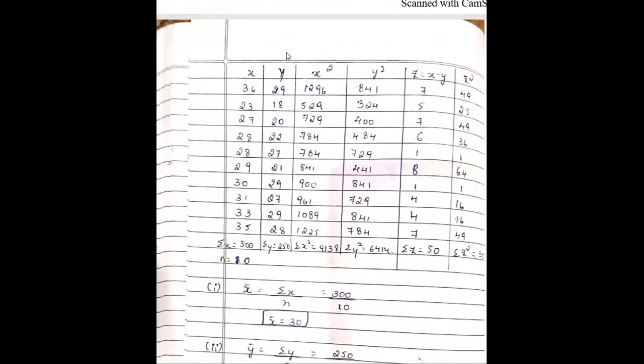Find out x square, it's the square of x. So just square the first column and get the answer. You can use the calci. 36 square is 1296, 23 square is 529. Likewise, this column is filled. Once this column is filled, we need the summation. The summation of x square. Addition of this column is 9138. So we got summation x square.